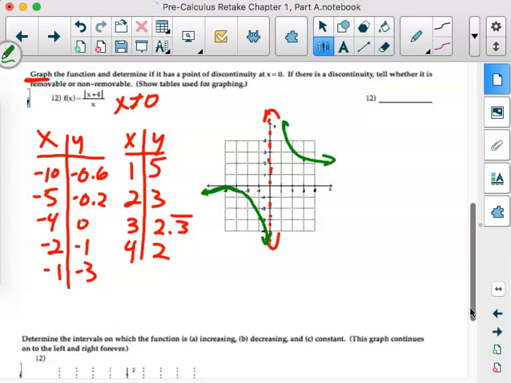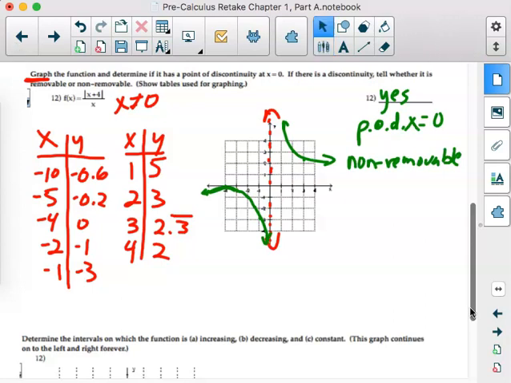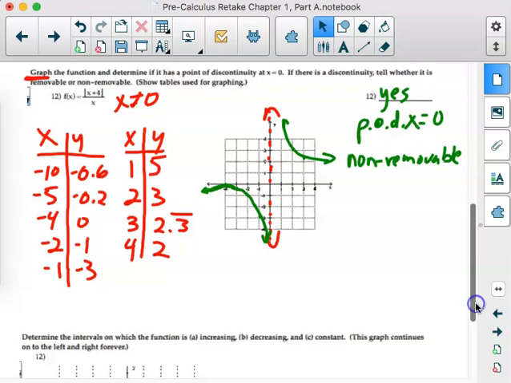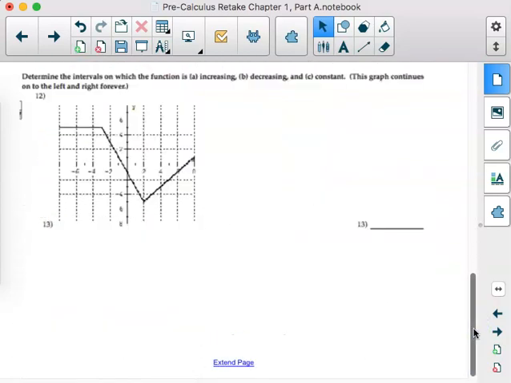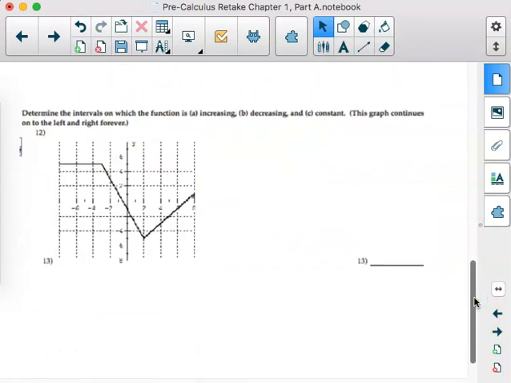And last but not least, our x not equaling 0. Tell whether it is removable or non-removable. Does it have a point of discontinuity? Yes, it has a point of discontinuity, and that point of discontinuity is at x equals 0, and it is non-removable. It is an asymptote. So there it is. Again, when it says sketch, then you don't have to be quite so accurate. But if it says graph, yeah, you have to be.